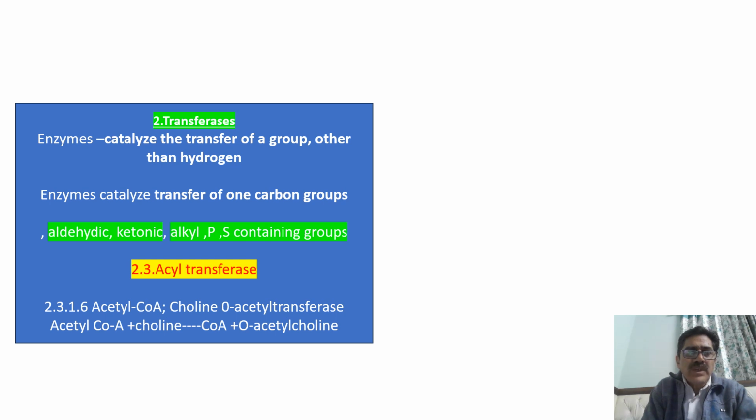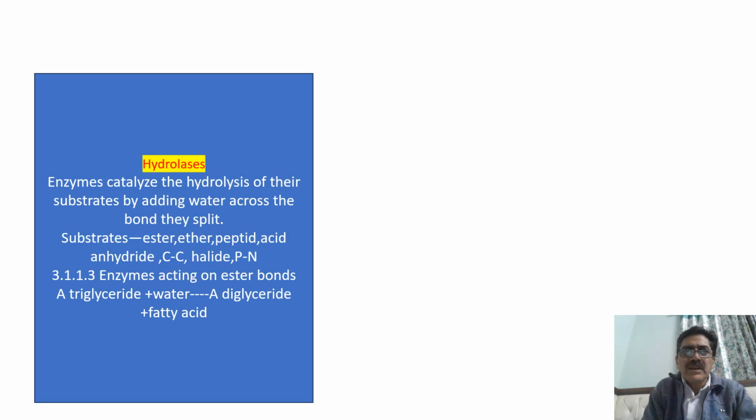So what is it doing? It is transferring. What group? The acyl group. So you have EC number 2.3.1.6, acetyl coenzyme A:choline O-acetyltransferase. Acetyl coenzyme A is reacting with choline. You get coenzyme A and O-acetylcholine, meaning the acetyl group is being transferred to choline. It is a transferase.